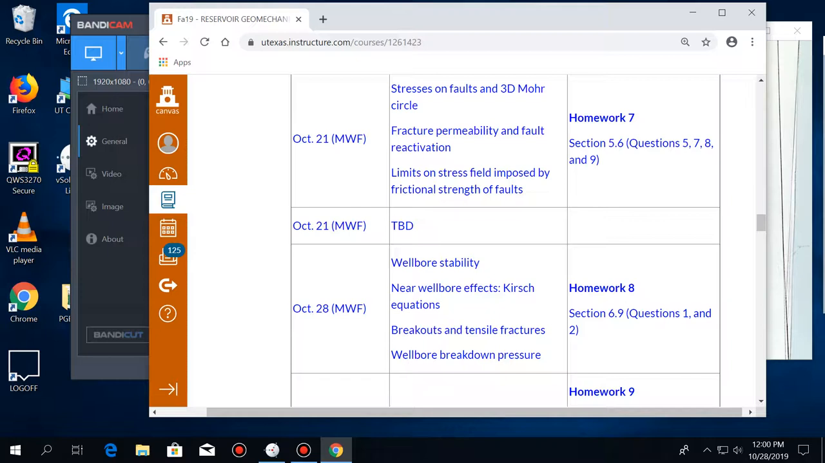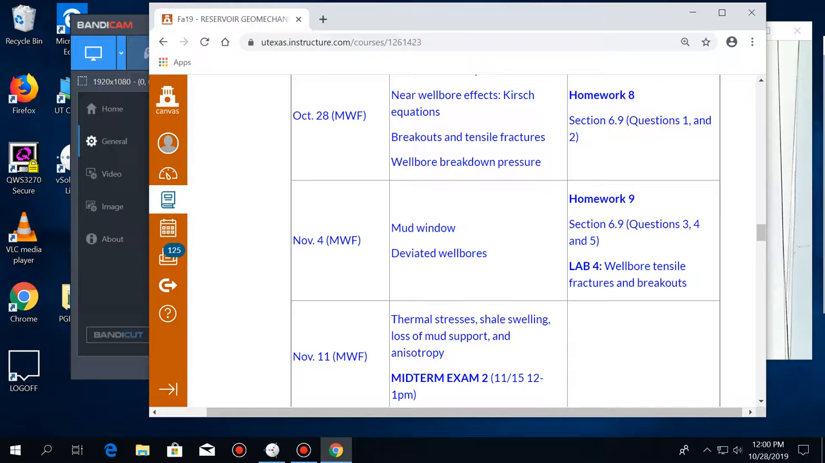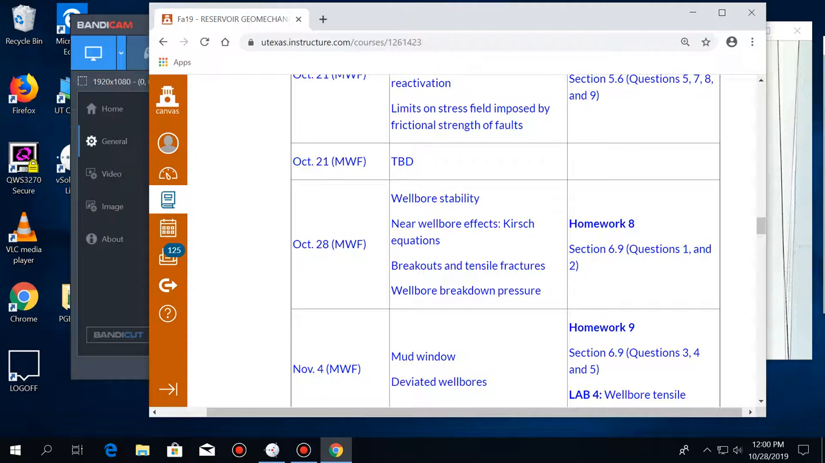Let's talk a little bit about organization. Remember that there is no laboratory this week, but there is going to be a laboratory next week related to wellbore stability. So the week of November the 4th, Monday or Thursday, depending on your day, you should come to the laboratory downstairs. Remember to bring long pants and closed-toe shoes. Otherwise, you're not going to be allowed in the lab. Last time, I was a little bit lenient with that, but I'm going to tell the TA now to be very strict about this policy.